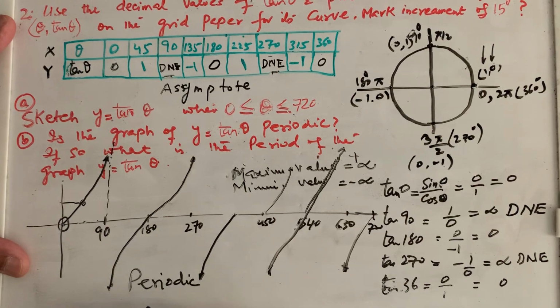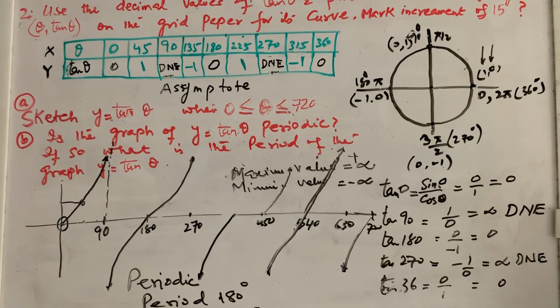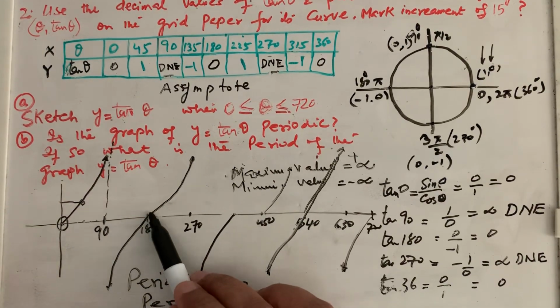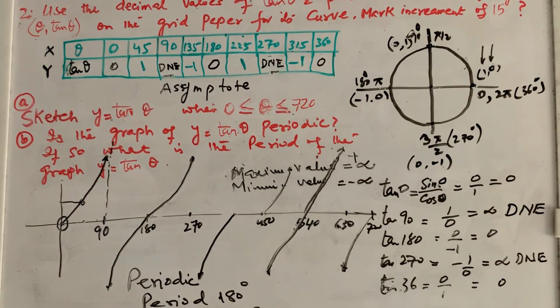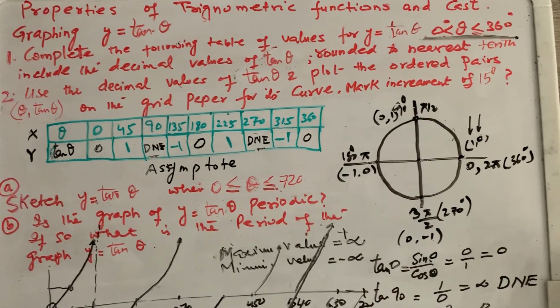And what is that regular interval? What is the period of this graph? The period of this graph is 180 degrees, because it is repeating at every 180 degrees, right? So this is how we define our third trigonometric function, which is y equals tangent theta.